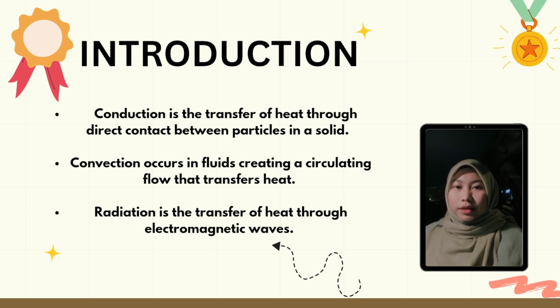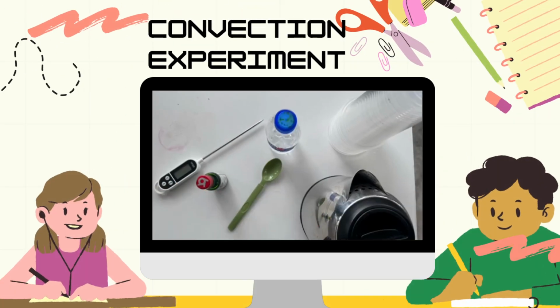Third, radiation. Radiation is the transfer of heat through electromagnetic waves, such as infrared radiation. This form of heat transfer does not require a medium and can occur even through the vacuum of space. These three mechanisms work together to distribute heat in various environments, playing essential roles in everything from weather systems to everyday appliances.